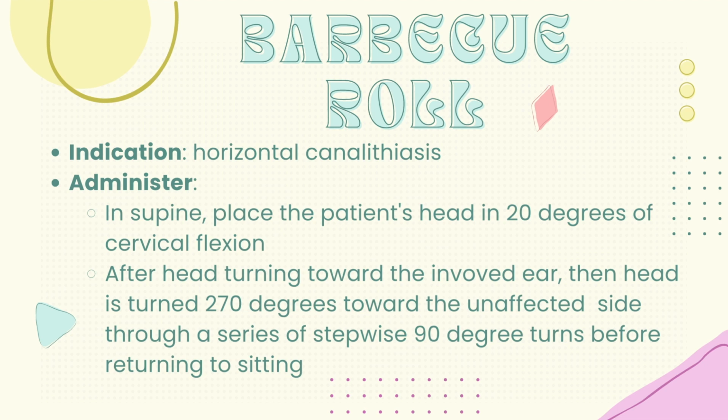Administer the test in supine. Place the patient's head in 20 degrees of cervical flexion. After turning the head towards the involved ear, then the head is turned 270 degrees towards the unaffected side through a series of stepwise 90-degree turns before returning to sitting. Each head position is maintained at least 15 seconds or until the nystagmus and vertigo is resolved.